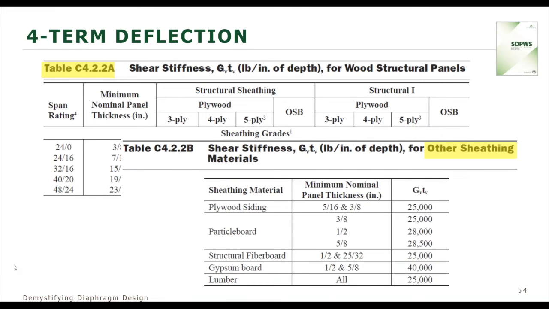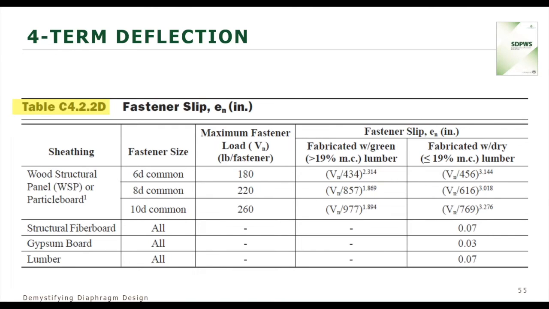And then for wood structural panels, we have another table that incorporates other sheathing materials, such as plywood siding. That would be for shear walls, particle board, structural fiber board, gypsum board, and lumber. So we've included additional information, more tools for determining the deflection of diaphragms for materials other than wood structural panels. The other term for the four-term deflection is the fastener nail slip, that's E sub n.